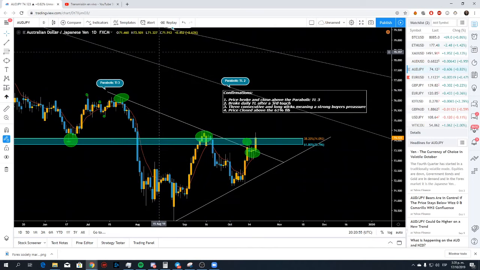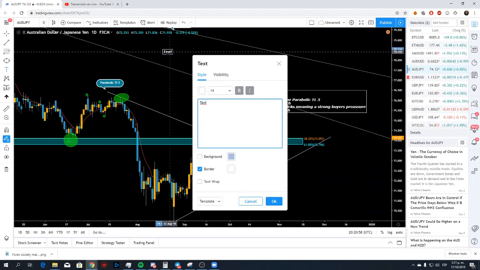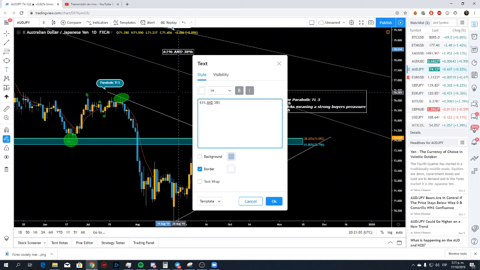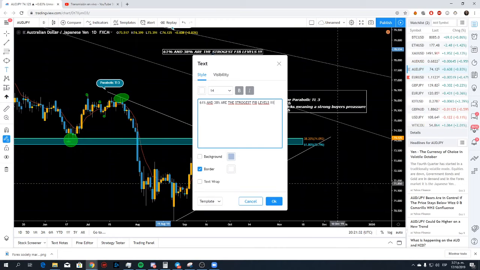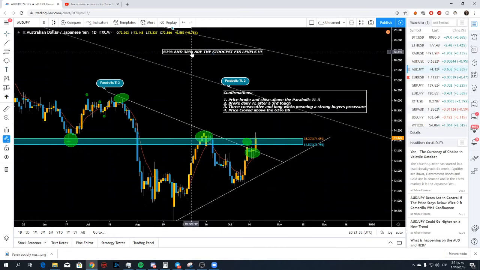Let me type it here. 61 and 38 are the strongest Fib levels. So if you find rejections at these levels, it means that price could turn and move very fast. Always try to find a pullback or a correction with these 2 levels. Okay, so the strongest Fibonacci levels are 61 and 38.